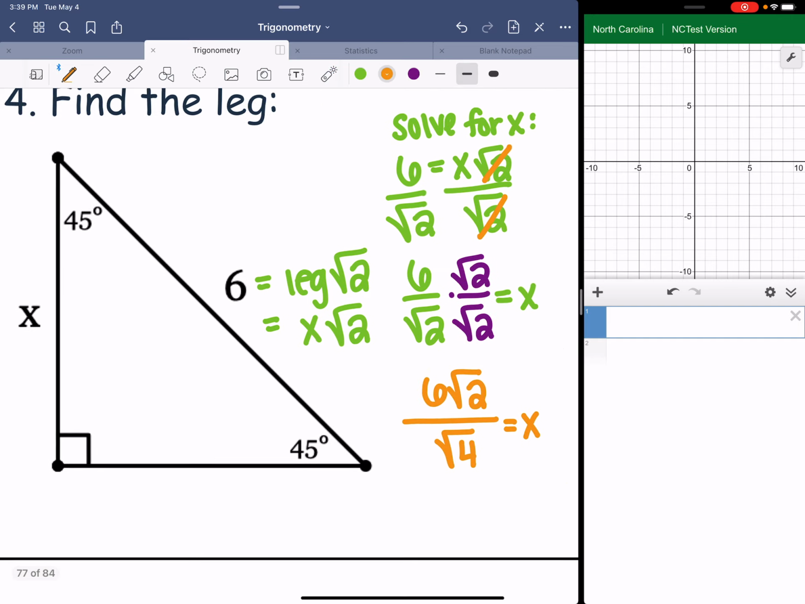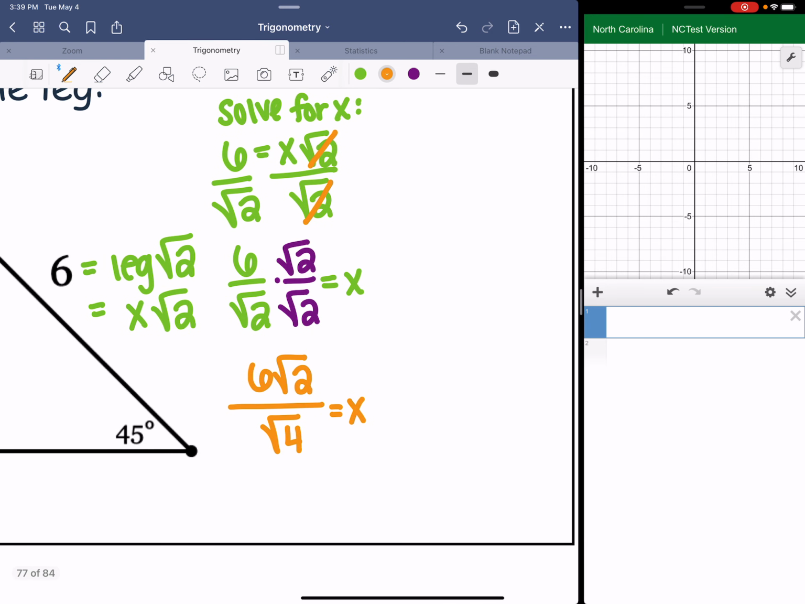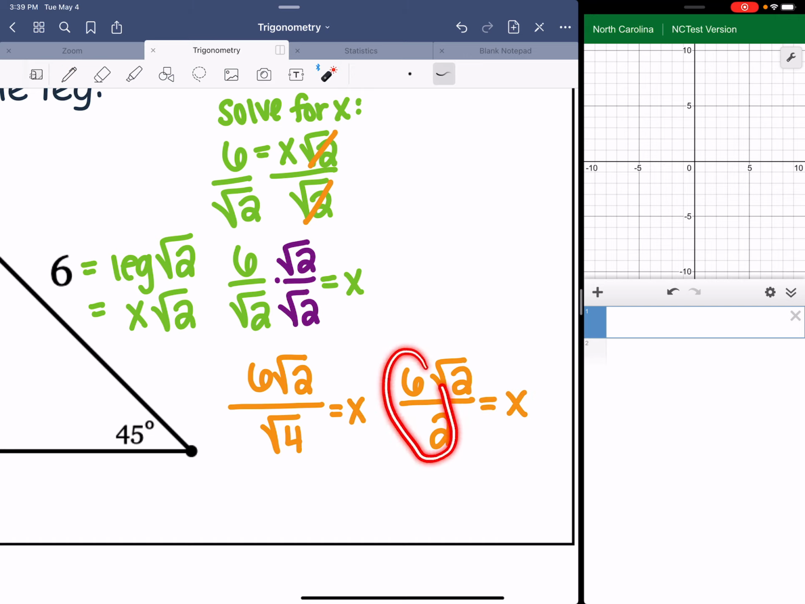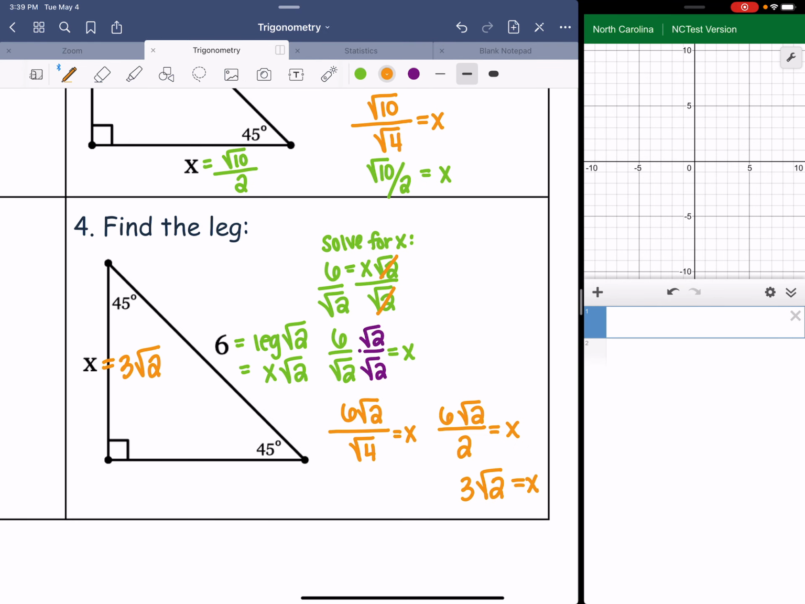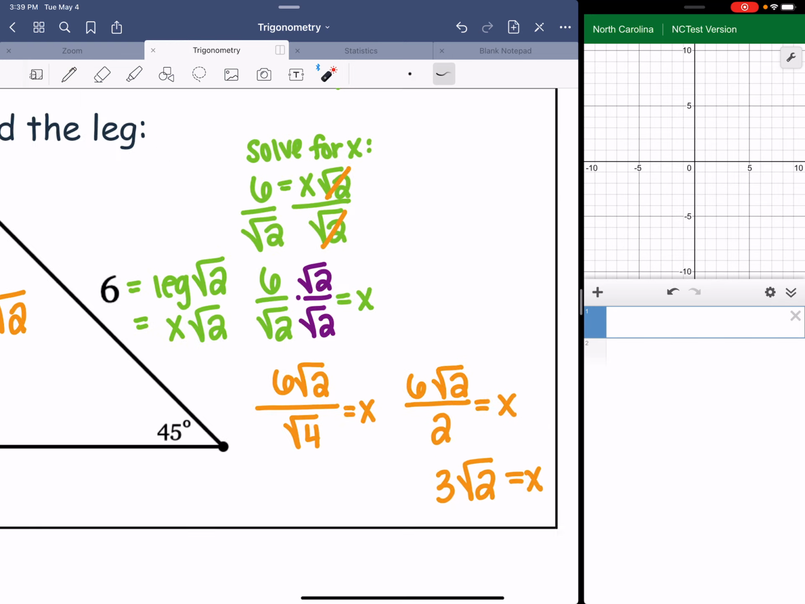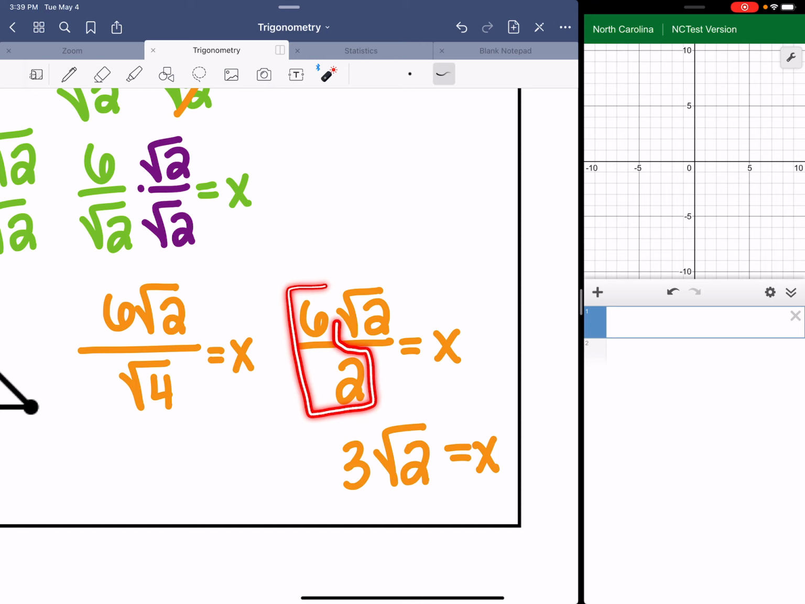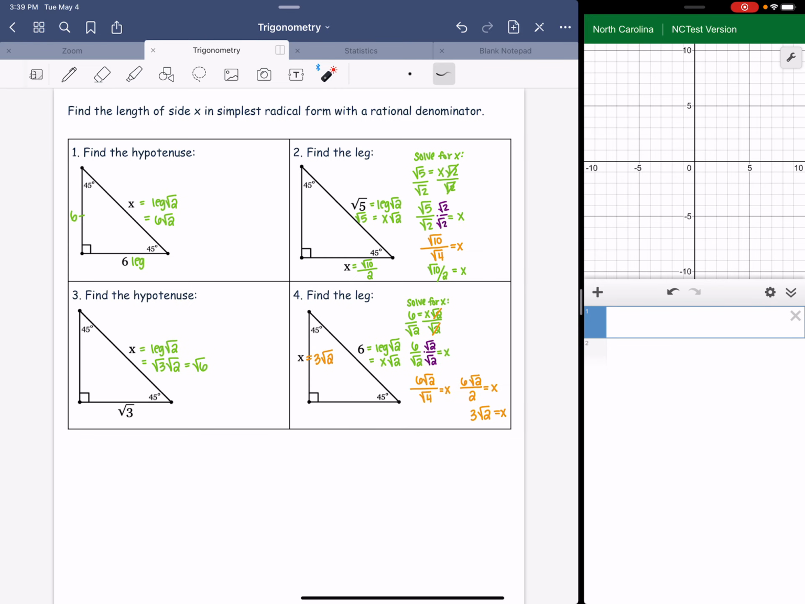All right, now simplifying this a little bit more. 6 square root 2 over the square root of 4, which is 2. And now we can simplify 6 over 2, which is 3. So this is 3 root 2 equals x. Okay, so that last step, let me go through that one more time. 6 over 2 is equal to 3. And that is how we use the Pythagorean theorem in addition to some radical rules and some radical processes in order to find special right triangle lengths in simplified radical form.